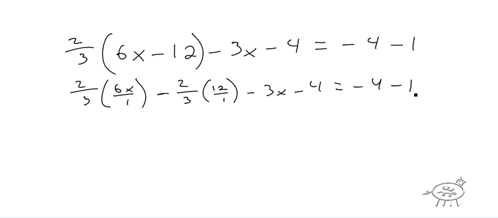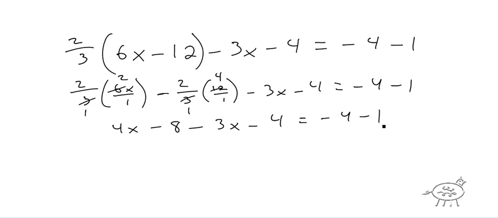Okay, and then you're going to cross cancel. 3 goes into 3 once, 3 goes into 6 twice. So you get 4x on top for that guy, and 3 goes into 3 once, 3 goes into 12 4 times. So then it's minus 8. Minus 3x minus 4 equals negative 4 minus 1.